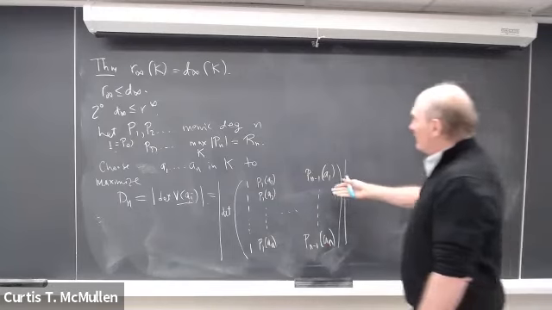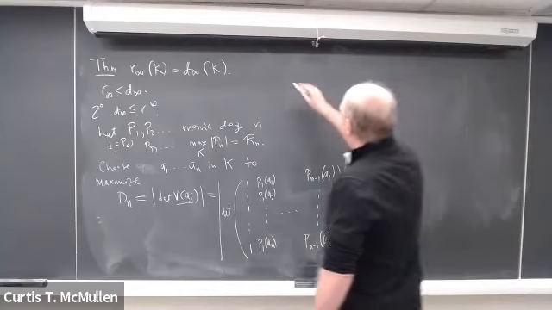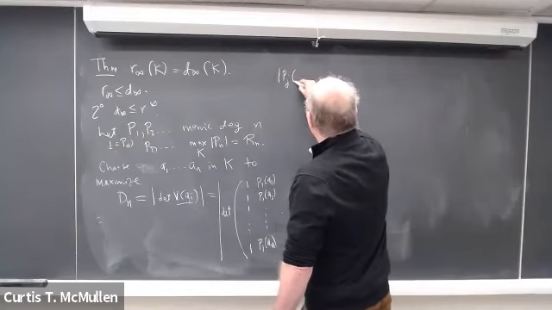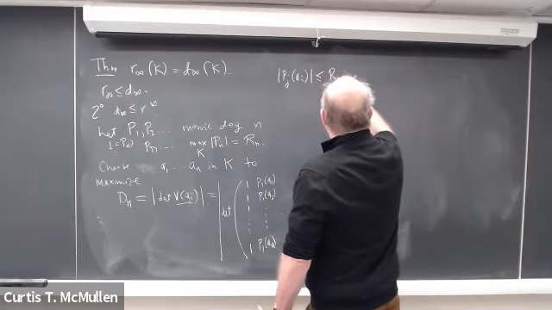Okay, so now what we know is that since the a_i's all lie in K, we have that the absolute value of P_j at a_i is less than or equal to R_j.